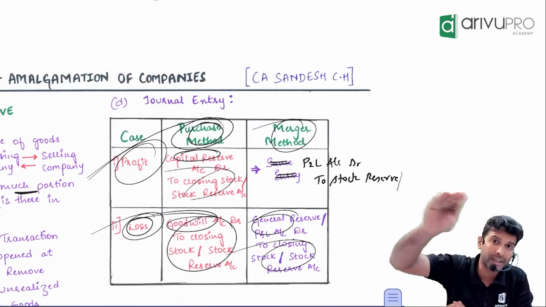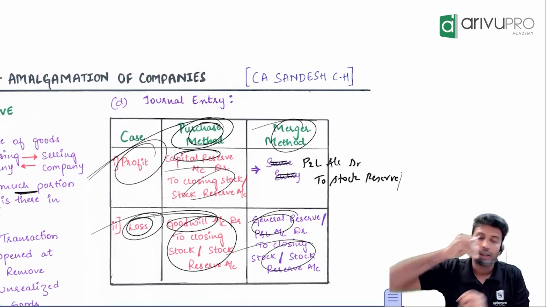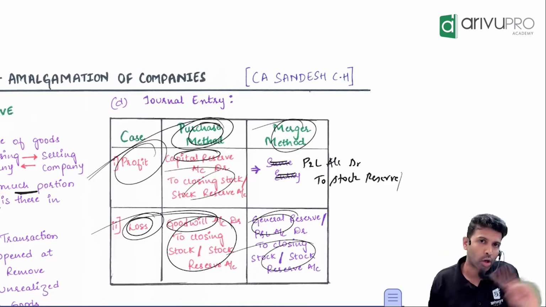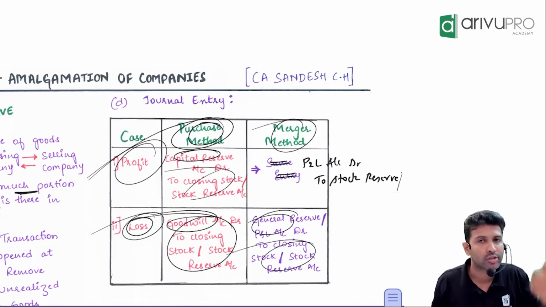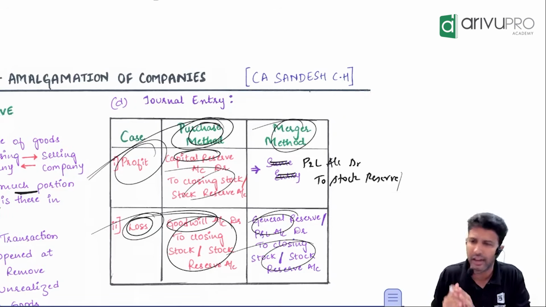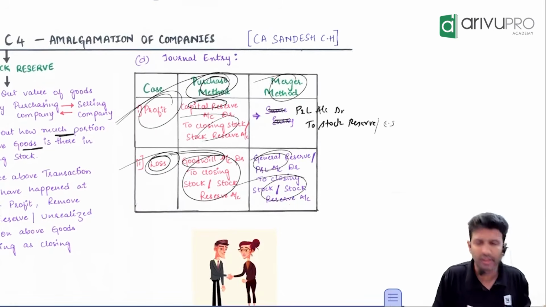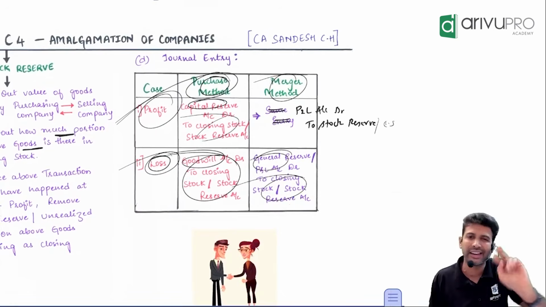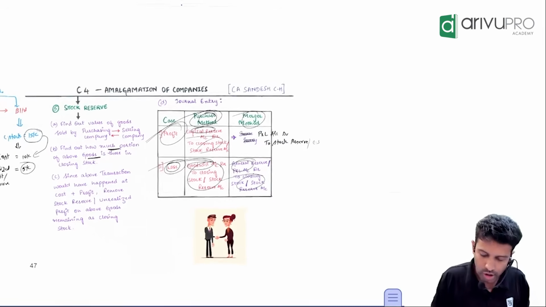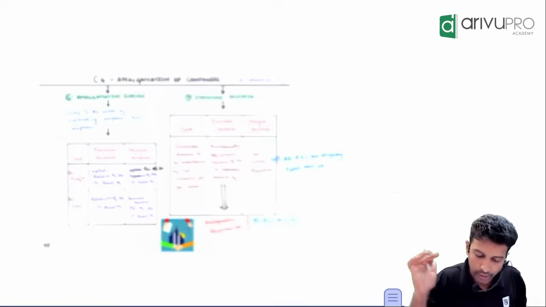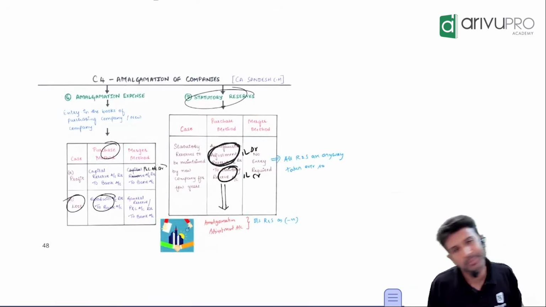If it is the merger method and it's a loss, under the merger method the loss we don't call goodwill, we adjust it in reserve. So the entry will be reserve account. Usually P&L is what we use, P&L to stock reserve. In the profit scenario also, the entry will be the same, P&L account debit to stock reserve. Yes, Ajay.